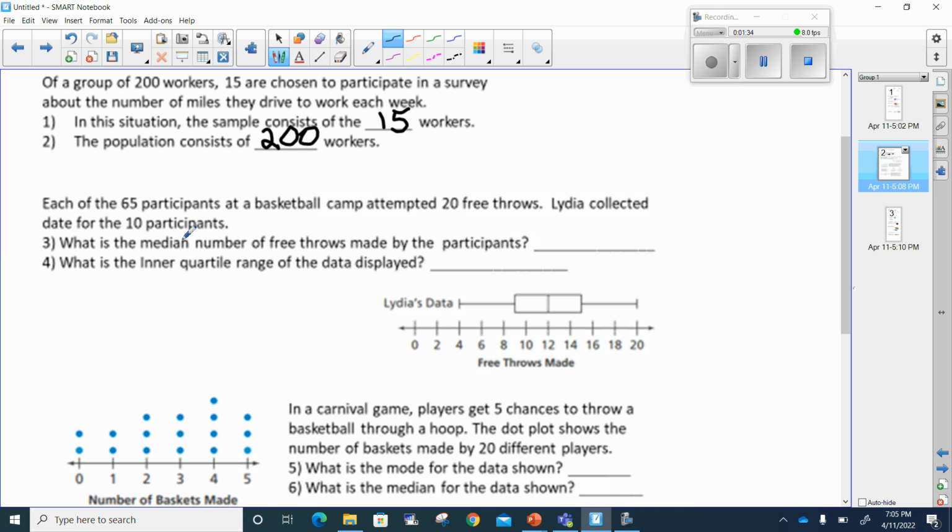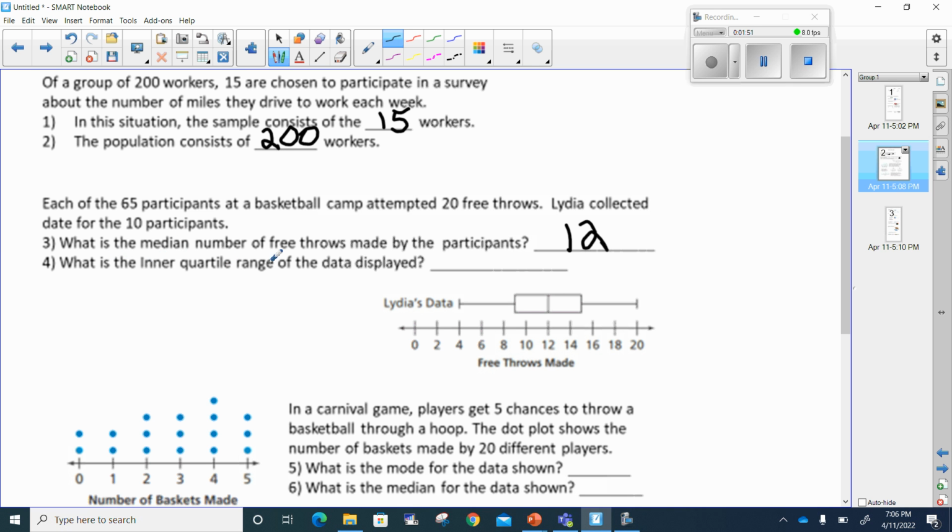So what is the median number of free throws made by the participants? The median is that line in between. It looks like that is 12. Remember, on a box plot, the median is the line in between.